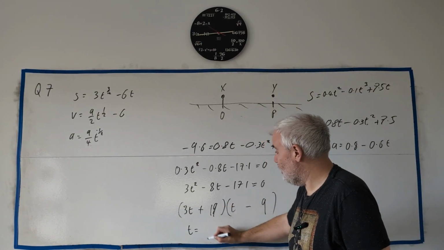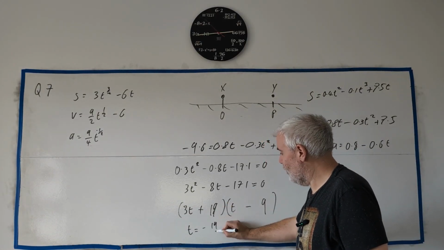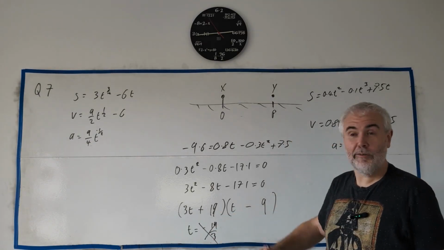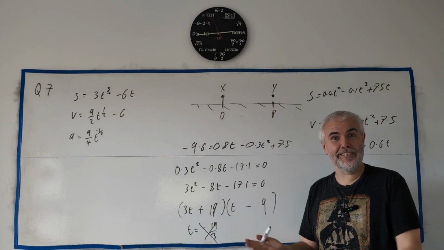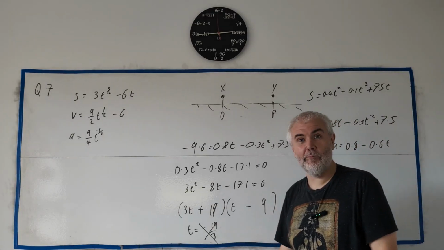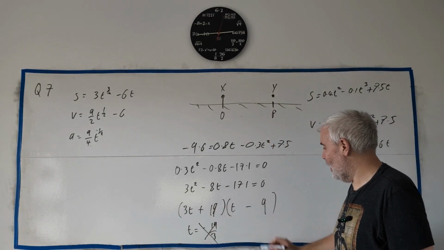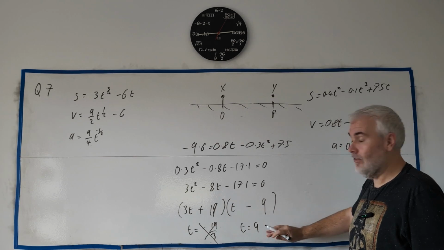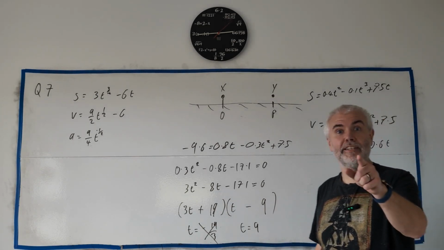So time would be t equals minus 19 over 3. That's a problem. We start at 0 and we move up. This is the real world we're in. We're not in maths at the moment. We're in mechanics. Can't have a minus. Or t is equal to 9. That's the time this situation happens.